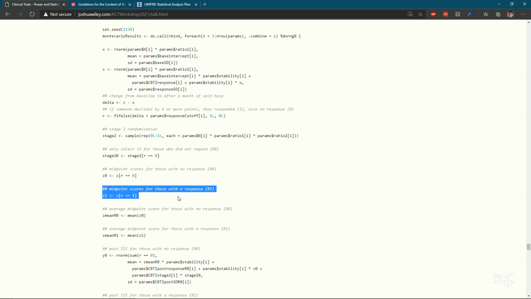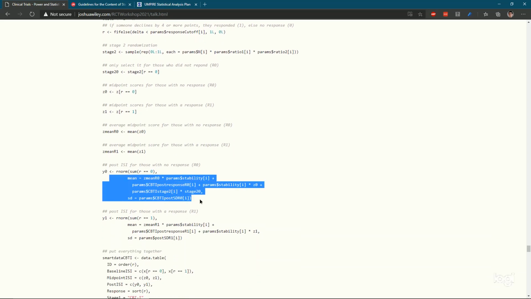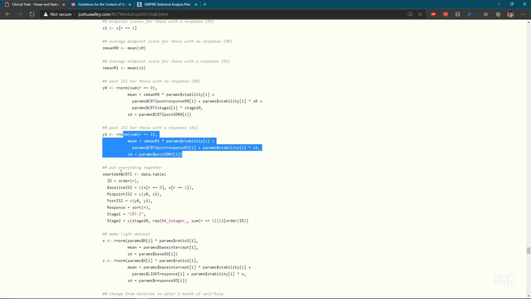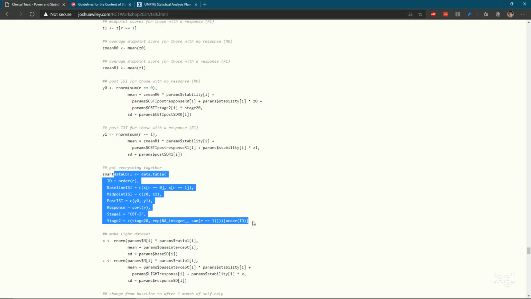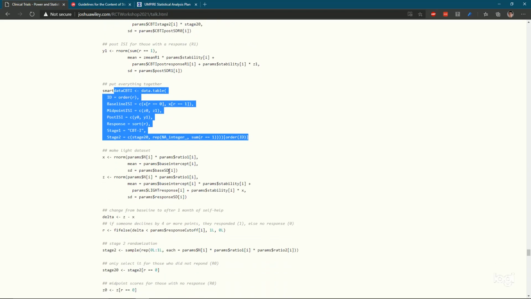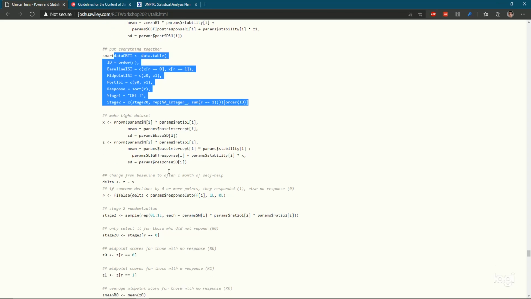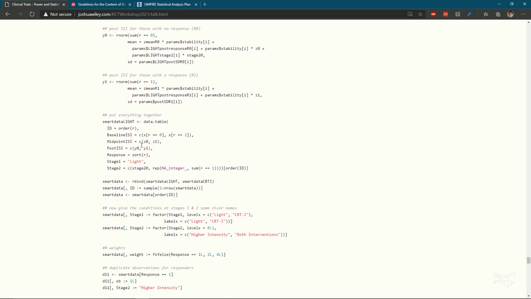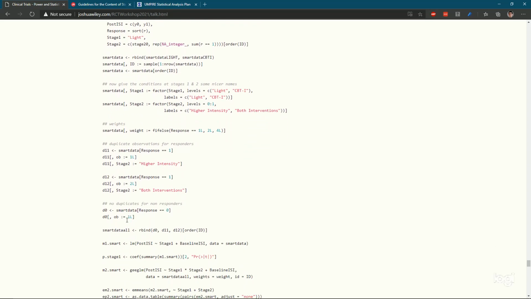Calculate the midpoint scores for the responders and non-responders, get the average midpoint score in each, then calculate post-ISI based on all of that information plus the parameters I had in those with no response and post-ISI in those with a response, and put that all together in a data set, and then do exactly the same thing, but this time using the parameters for those who started off with self-help light. So lots of code, but each step is fairly straightforward. Finally, we put all those together in one data set, combining the light and the CBTI data set. Better labels to our stage 1 and stage 2 groups.